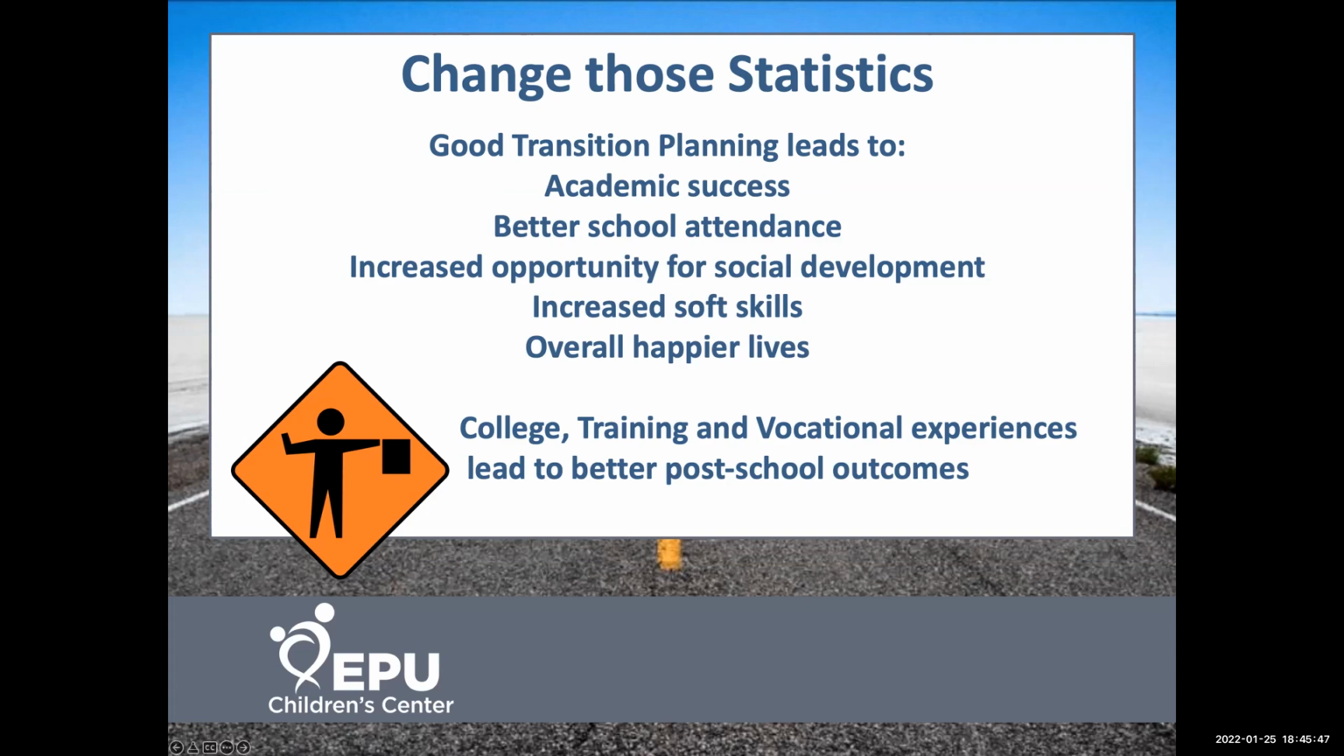We see increased soft skills, and we'll talk about what soft skills are a little bit later in the training, and overall happier lives because students have buy-in towards their future planning. And so when we think about college, the answer for everybody is not necessarily college, but college or training or vocational experiences, all of those things lead to better post-school outcomes. So after high school, any of these things can help lead to better experiences and future success.